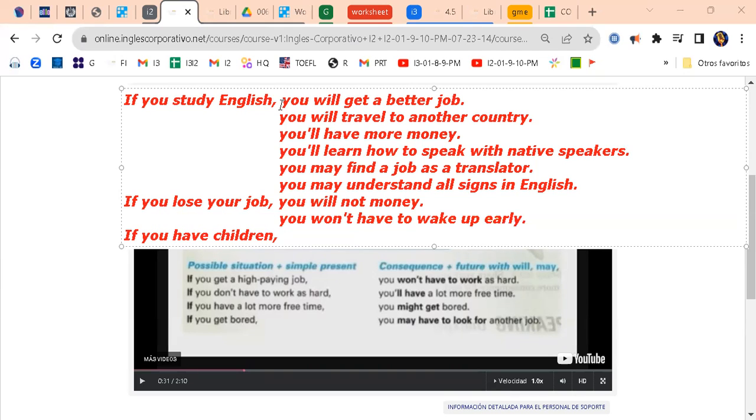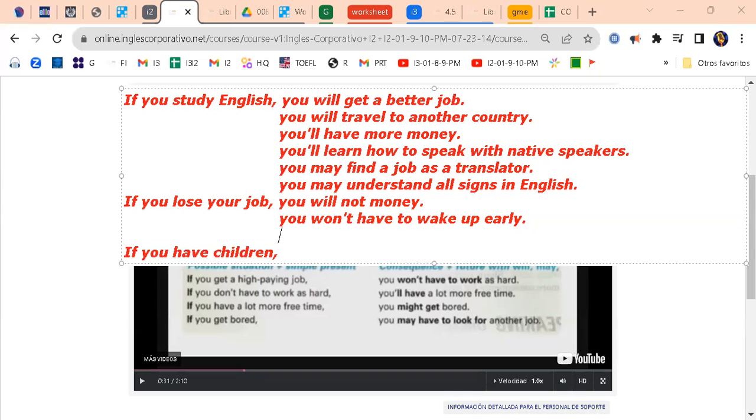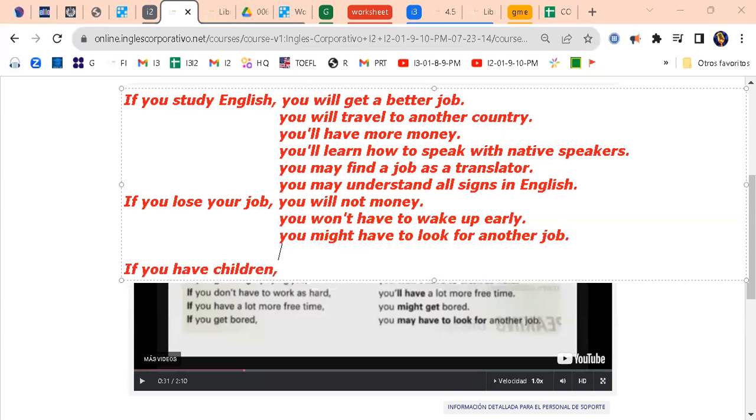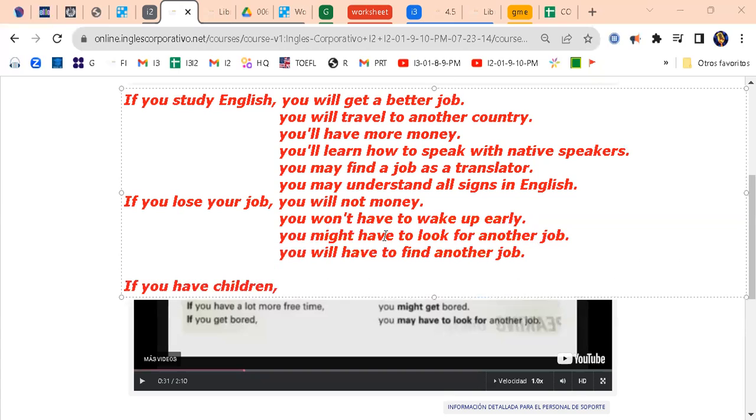Some more examples. Jacqueline, if you exercise, you will have an excellent health. You will have to find another job. Yeah. If you lose your job, you might have to look for another job. So you will have to find another job. Okay, so what else is going to happen if you lose your job? Let me ask somebody else. How about you, Esmeralda? What do you think, Esmeralda? Irma, Marco. Marco, what do you think?